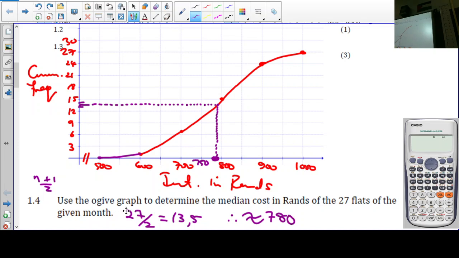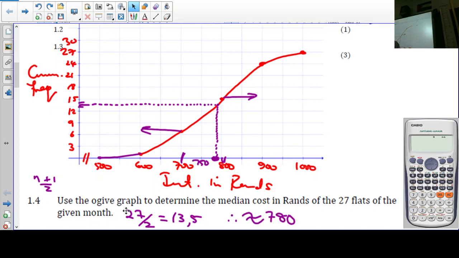Now, everybody's graph is not going to be the same. You could have had a value closer to 750 or 760. I think the memo was at 760. But of course you won't get a value less than 700 or more than 800. So a value within the range of about 700 to 800 will be acceptable.